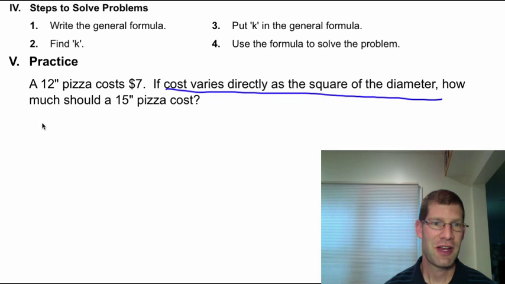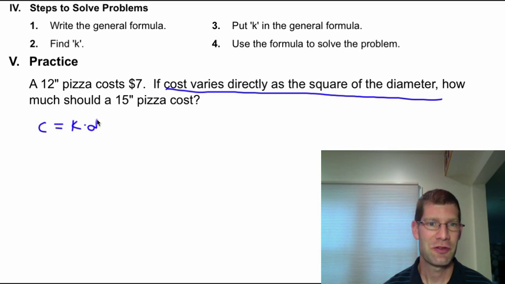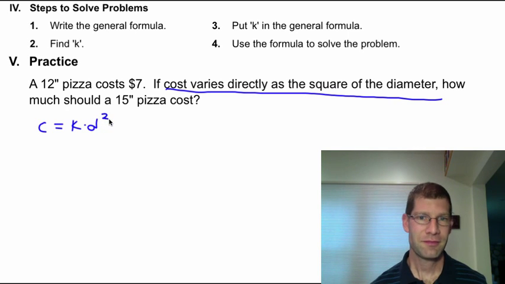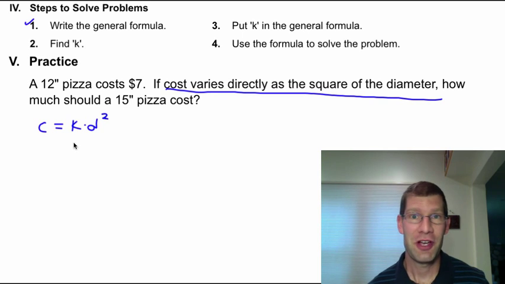So cost varies directly, you could say C equals K times, for directly, now we have the square of the diameter, so D squared. And so we did number 1. We wrote the general formula. Now we need to find K. In order to find K, we need to know everything else. K needs to be the only unknown in the equation.